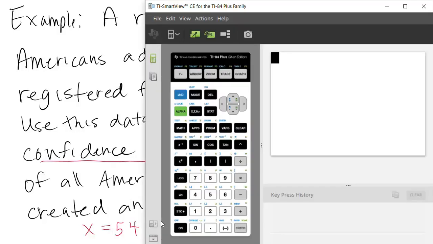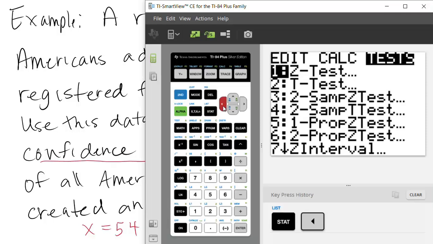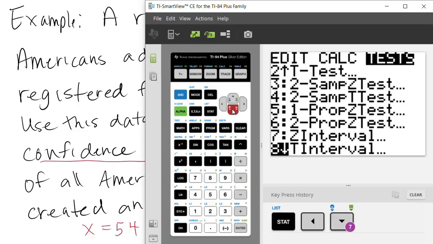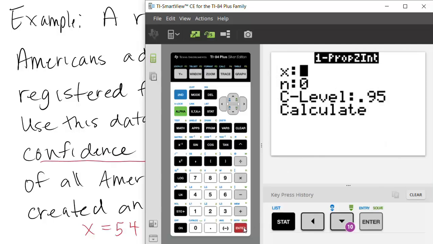You're going to push stat, scroll to tests, and 1PropZInt is choice A. It might be faster to scroll up instead of scrolling down, but I already started. So here's choice A. Remember that if you don't want to scroll to choice A, you can push alpha and the key directly below it. You'll see a green A above that key. So you push your green key and then the key directly below it to just select option A. I've already scrolled all the way down to it, so I'm just going to hit enter.